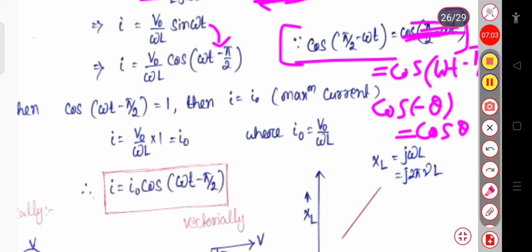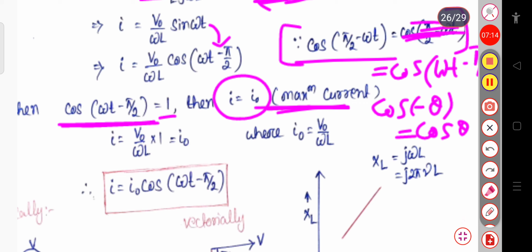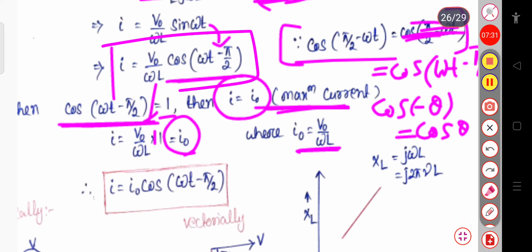If I consider this cos omega t minus pi by 2 as 1, then I will be equal to I naught, that is the maximum current flowing through the circuit. So I naught equals V naught by omega L, and in place of V naught by omega L we put I naught, and this will be cos omega t minus pi by 2. So the expression for the current is I equal to I naught cos omega t minus pi by 2.